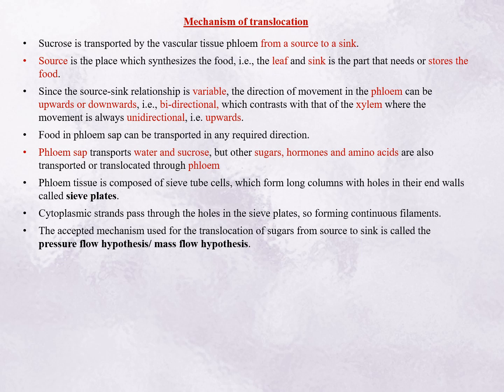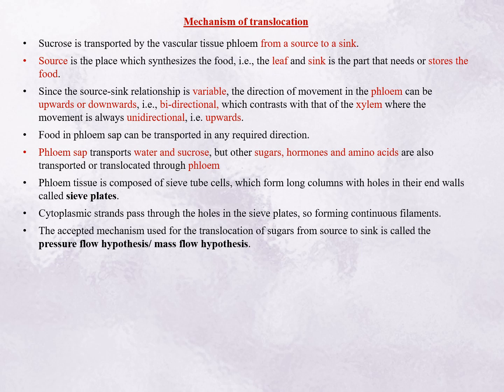In that condition, the leaf is considered as the source, and the region, that is the root, the carrot root or tuber, where it has to be stored, is considered as the sink. So the region of production is considered as the source, and the region of utilization is considered as the sink. So in this condition, we have unidirectional, bidirectional, upward and downward movements, etc. All these things happen in phloem. But in xylem, only unidirectional water movement happens, that is from root to all other parts of the plant. So these happen in phloem, like food material transportation.